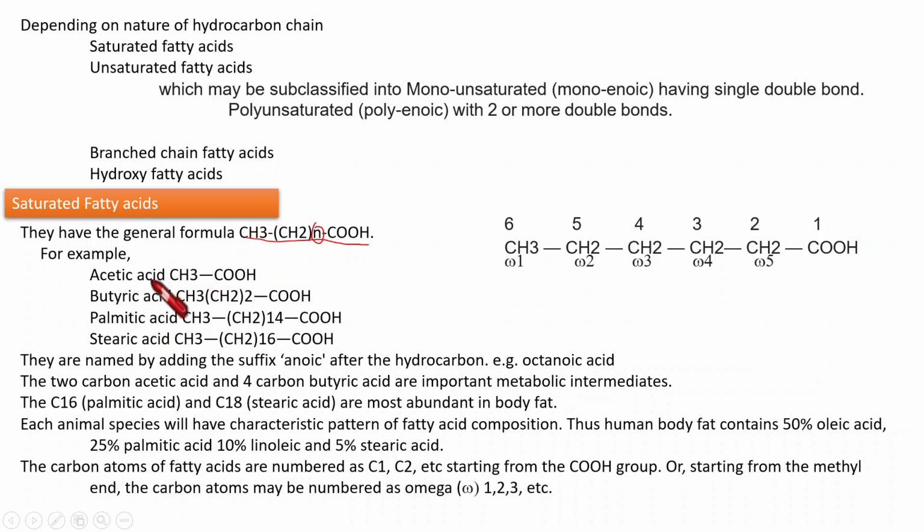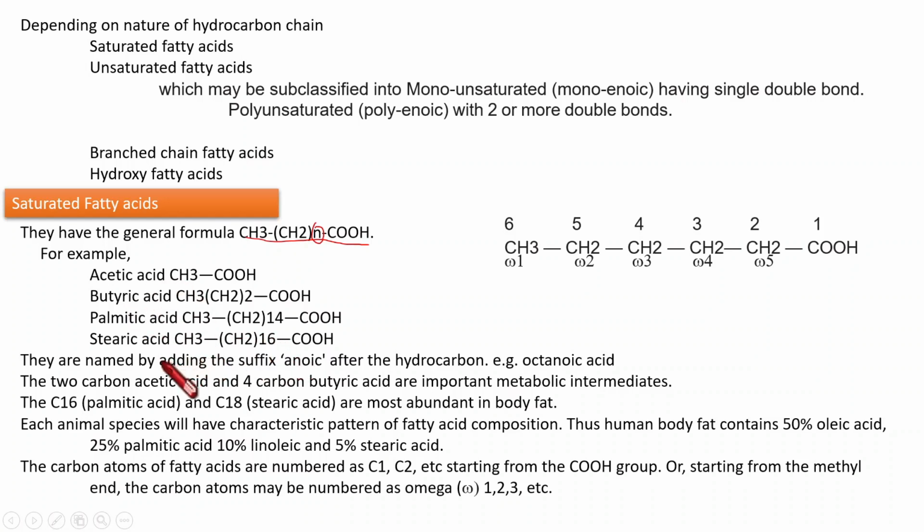Here are some examples of saturated fatty acids. This is the simplest saturated fatty acid, acetic acid, a 2-carbon saturated fatty acid. In butyric acid, two CH2 groups are there between the COOH and CH3. Coming to palmitic acid, notice that the number of CH2 has increased. And in the case of stearic acid, the length of the hydrocarbon chain is even more, which is why the number of CH2 is high in stearic acid.